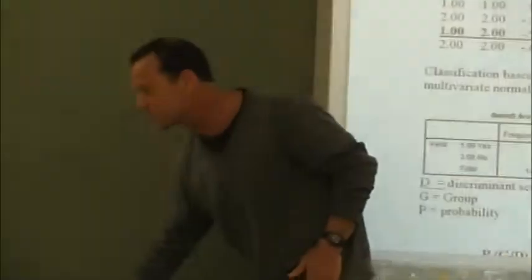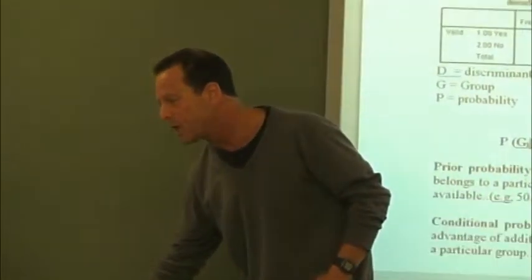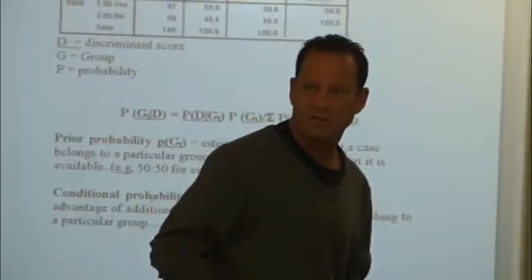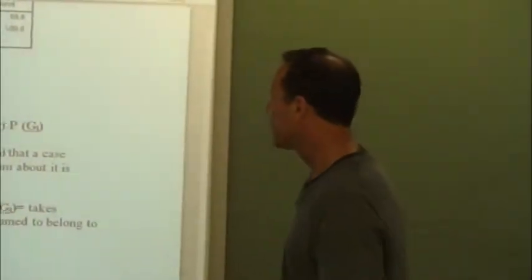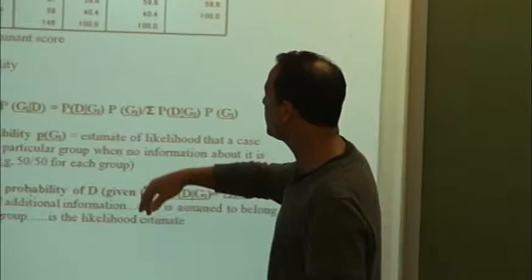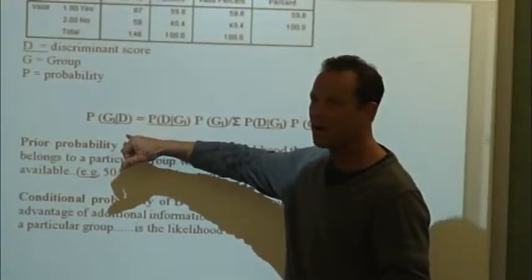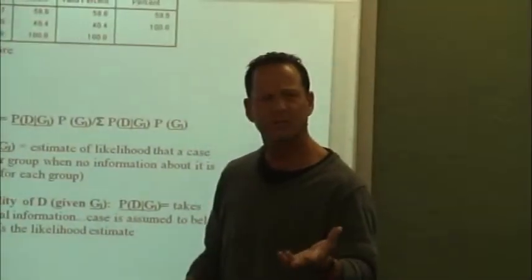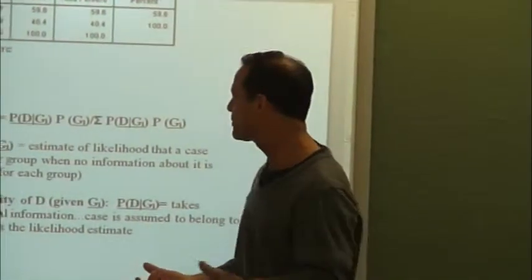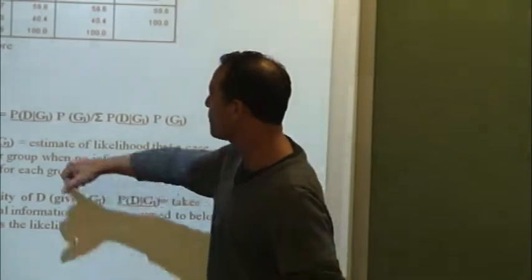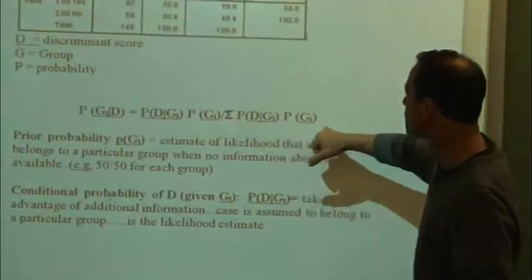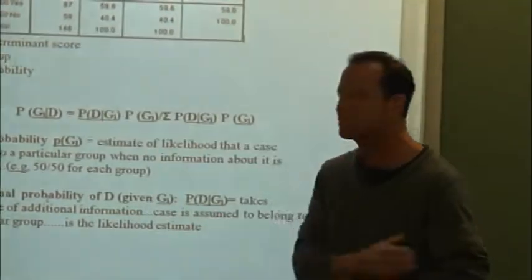So where D is the discriminant score, G equals group, P is probability. A lot of this is based on Bayesian statistics, where it's the probability of the group given the score, which may seem the opposite, because I go, well, it's the score given the group, but it's the opposite. It takes into account the probability of the discriminant score given the group times the probability of the group, and sums across all of these. This actually gets into some of the Bayesian statistics.